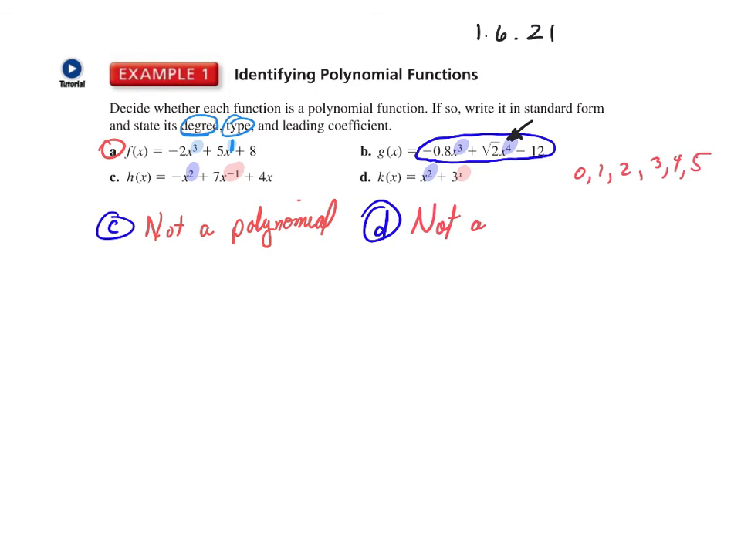Let's see if I can spell polynomial. Lots of further things. And that's pretty much it.